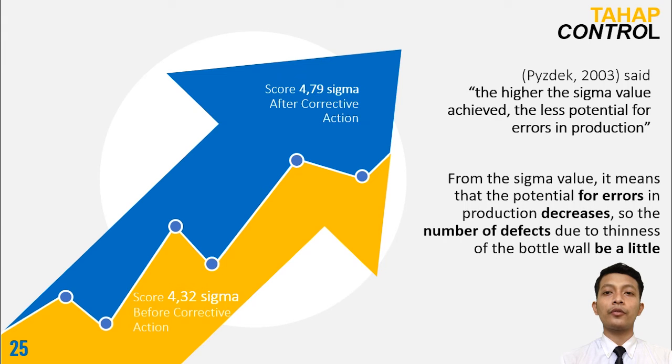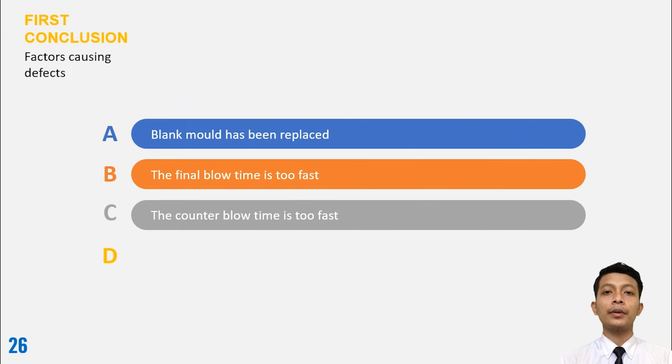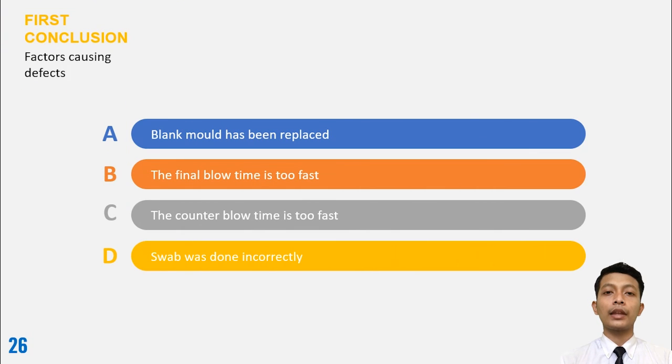First conclusion, about the factors causing defects. The first, the blank mold has been replaced. The final blow time is too fast. The counter blow time is too fast. The swap was done incorrectly.